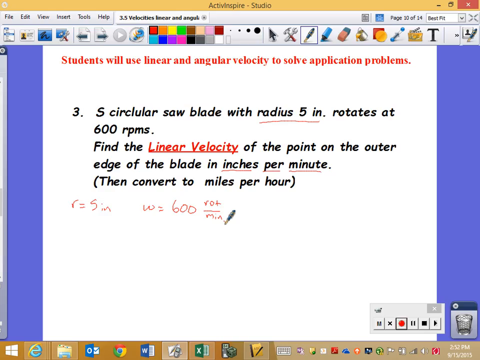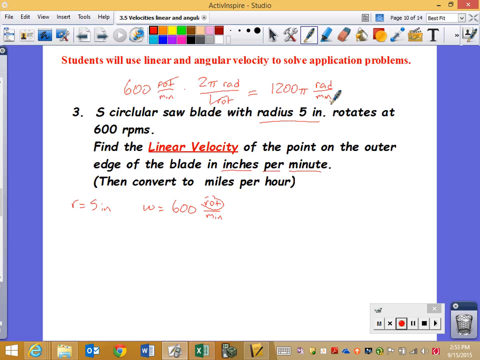One thing to get in the habit of is that we're going to want to change omega to radians per minute, because radians are a unitless degree. We don't want this pesky rotations unit floating around in there. So I'm going to change 600 rotations per minute to radians per minute. In order to do that, remember, we need to multiply by 2 pi radians, because 2 pi radians are in one rotation. My rotations cancel, and I'm left with 1200 pi radians per minute. So we're going to use that instead of 600 rotations per minute.